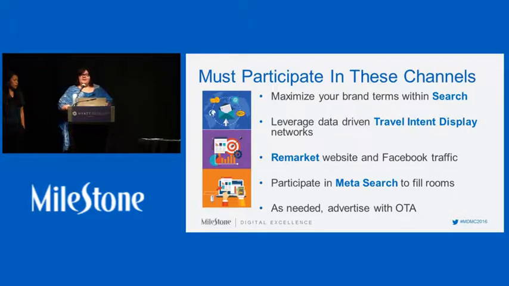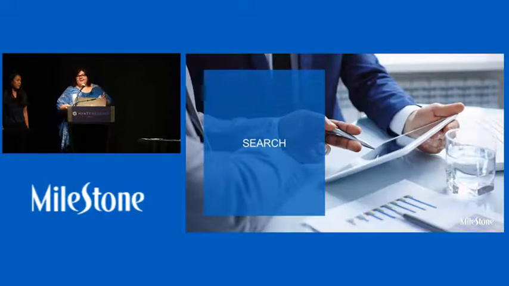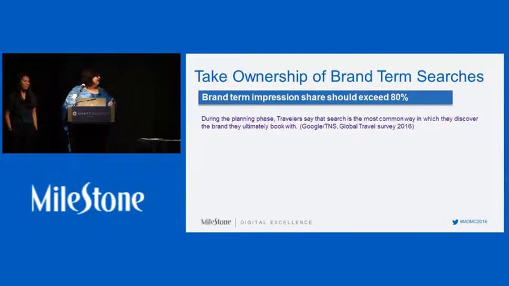Remarket your website and your Facebook traffic. You've already spent the money and the effort to get them to your site. They know who you are. Make sure they come back. Re-engage them throughout the internet. And participate in meta search. I know we talked a little bit about that throughout today, and we'll go again talking to that. And then I call it the redheaded stepchild, the OTA. There is some need in some cases to advertise with the OTA. If it was a four-letter word, that'd probably be better, but it's only three.